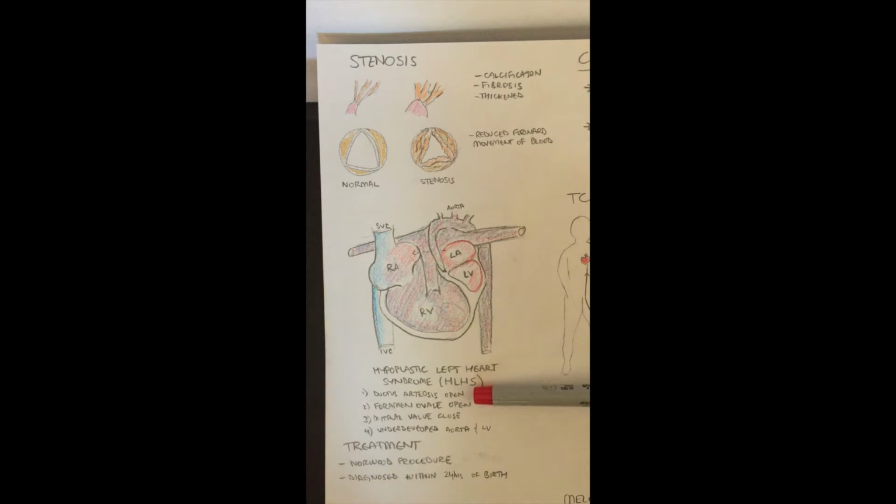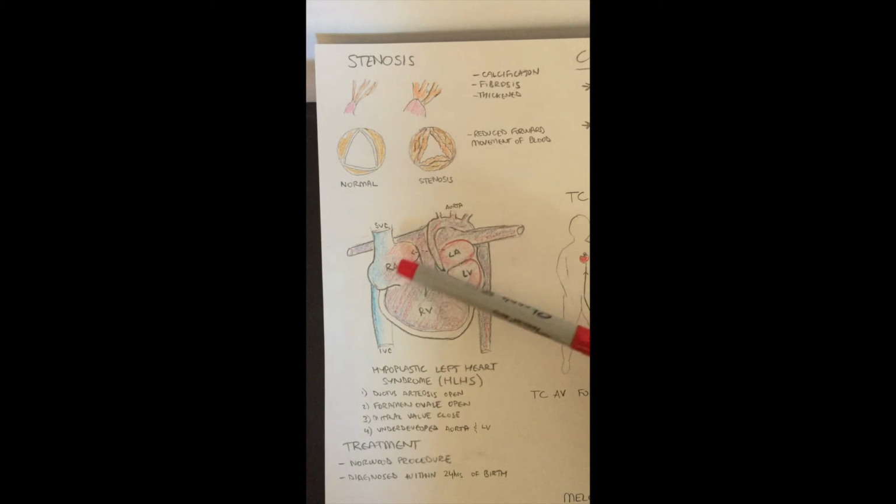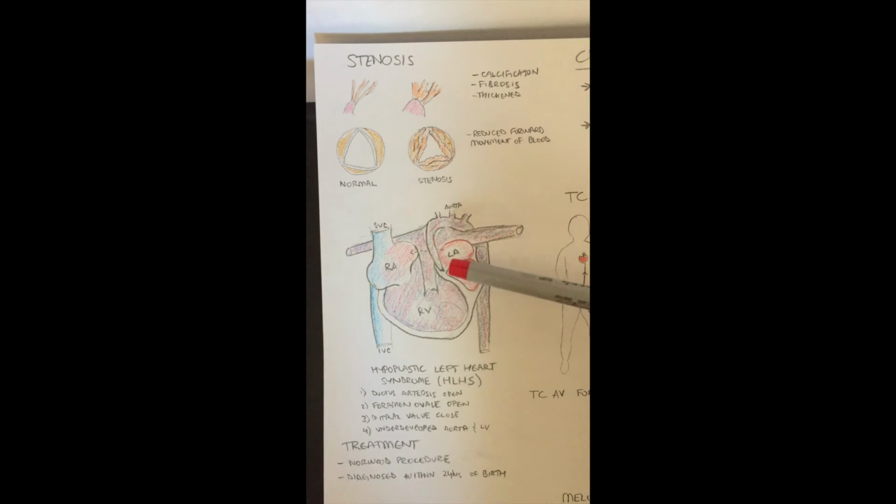So we have the ductus arteriosus open. Again, that's between the aorta and the pulmonary artery. We have the foramen ovale open, which is between the right atrium and the left atrium, allowing for this movement of blood from the left atrium to the right atrium. The mitral valve is closed, preventing this left ventricle from developing properly. And we have an underdeveloped aorta, again, because there's not enough pressure from the blood going through it, because we're just getting a little bit of blood leaking through, and the left ventricle is not developed fully as well.